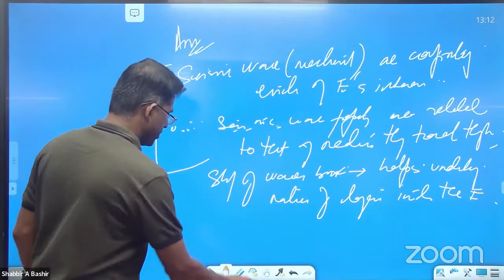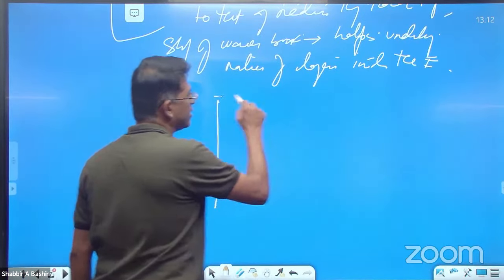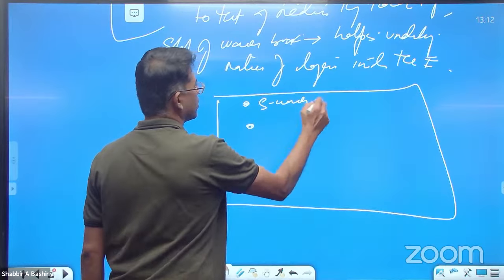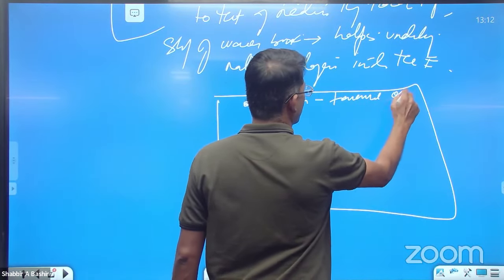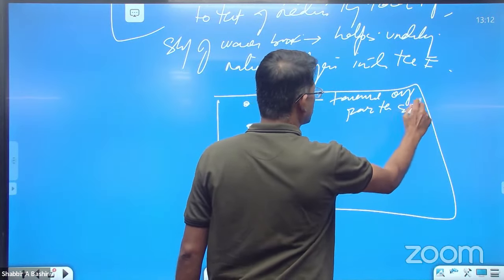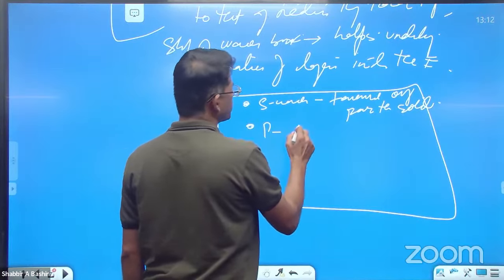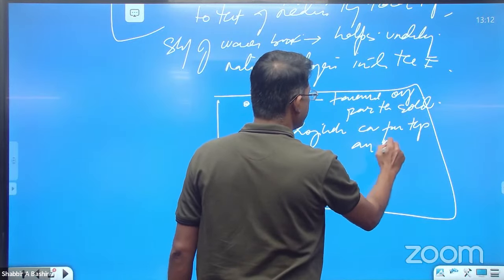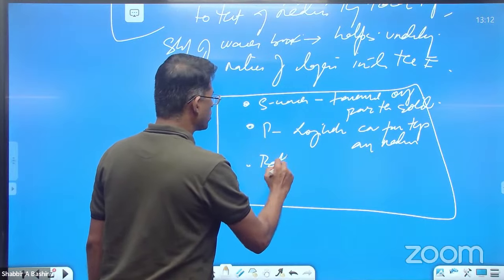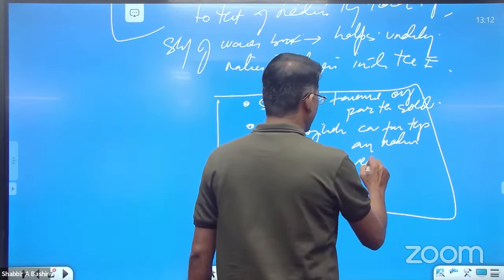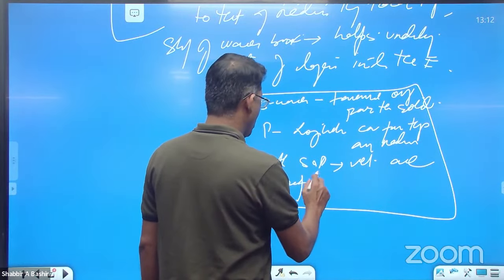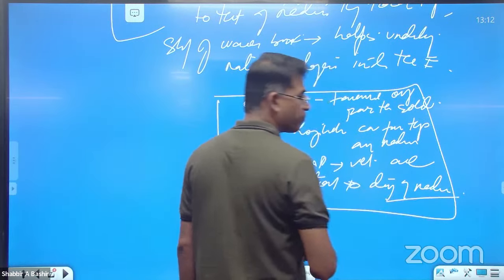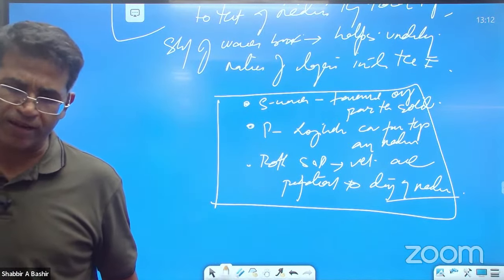And at the max, what you can do if your space and time permits is, you can always mention some bullets. Okay. S waves. These are transverse waves. Only pass through solids. P waves, longitudinal waves can pass through any medium. Both S and P waves, the velocities are proportional to the density of the medium.